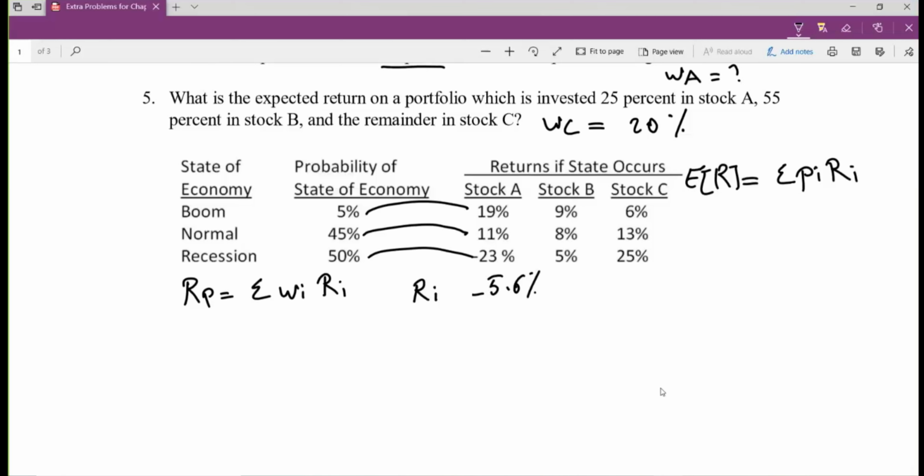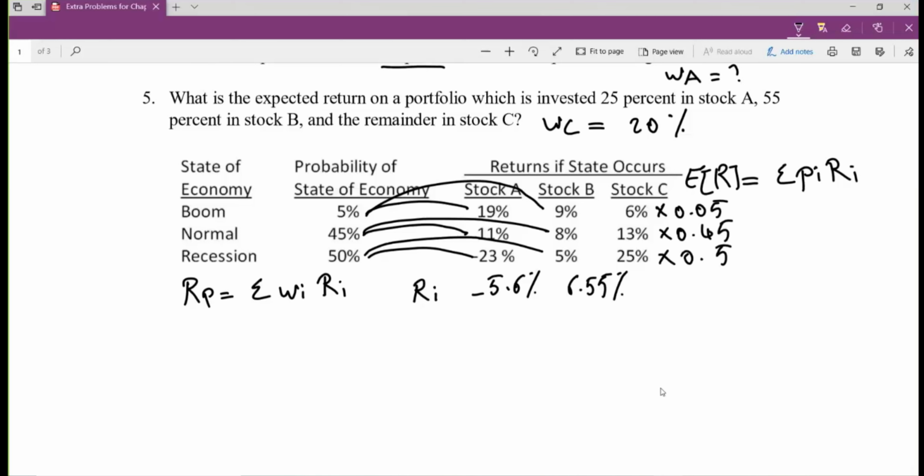I do the same thing for B. I multiply 5% times 9 plus 45% times 8 plus 50% times 5%. Here I will get for B 6.55%. Finally, for C, I multiply also the probability times the return. So this is times 0.05, this is times 0.45, and finally times 0.5. I add everything together. I will get 18.65%. This is the return.